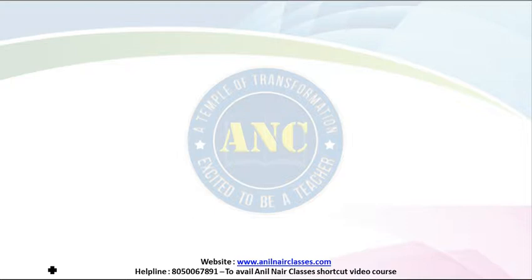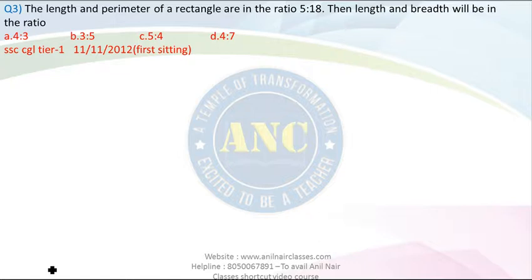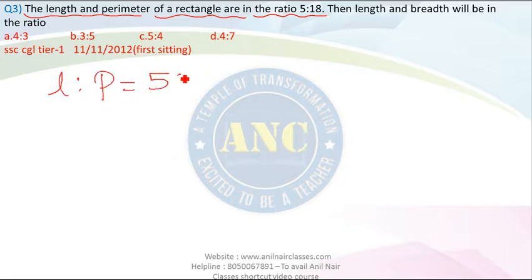Next question. See this next question, sir. I am not putting this question. This is your original examination question once again. Similar kind of question to what we have solved just now. The length and perimeter of a rectangle are in the ratio 5:18. Length and perimeter is 5:18. Beautiful. Then the length and breadth will be in what ratio? Length and breadth is in what ratio?